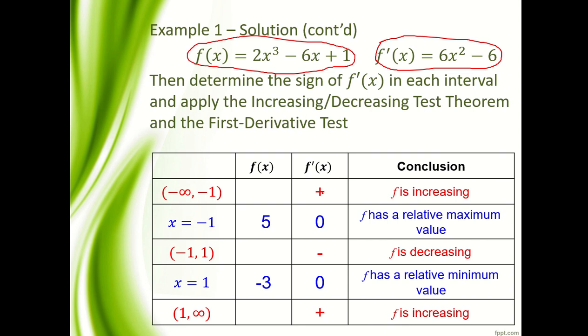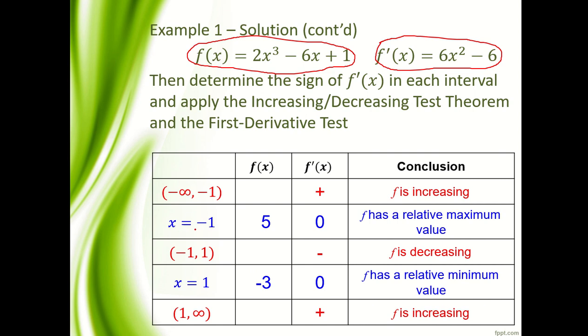In our theorem, if f prime of x is positive for all values of x in that interval, we can say that the function f is increasing on this interval. So we have here that f is increasing. This is our conclusion.